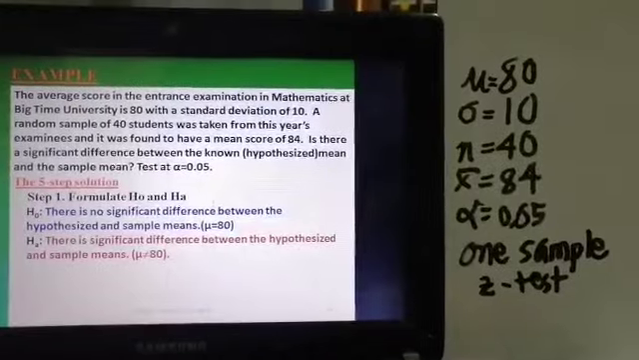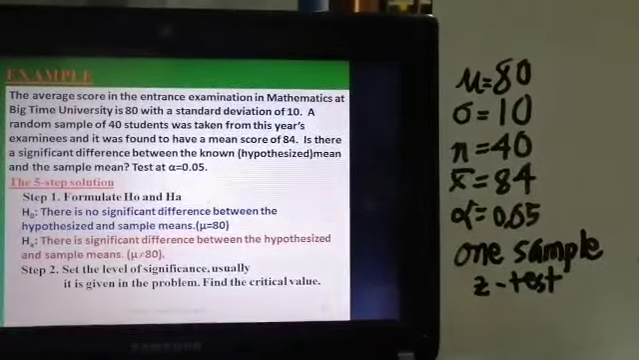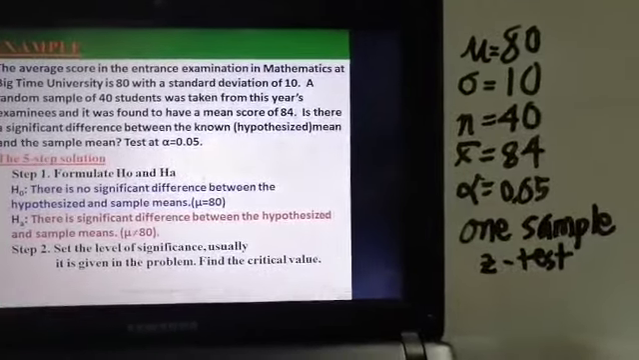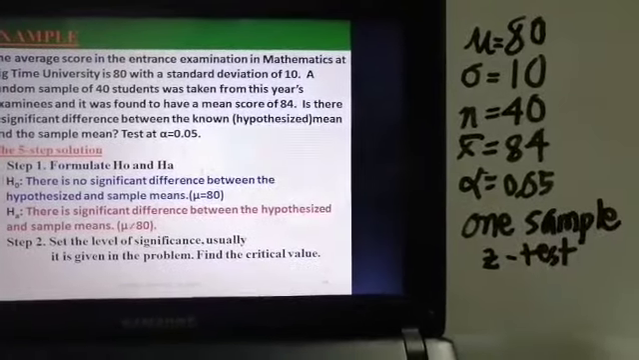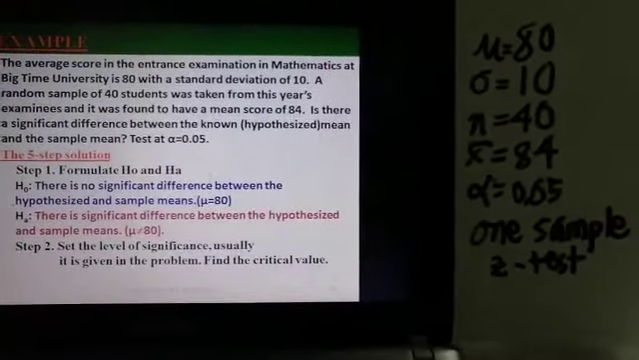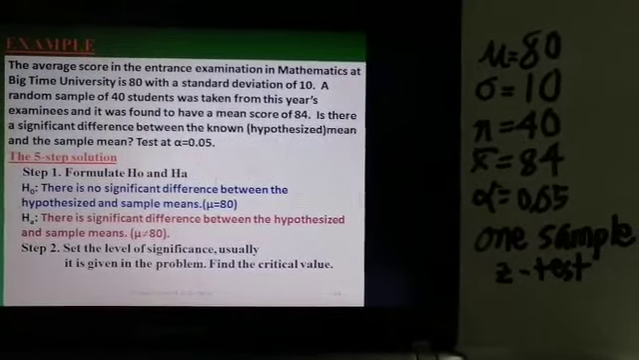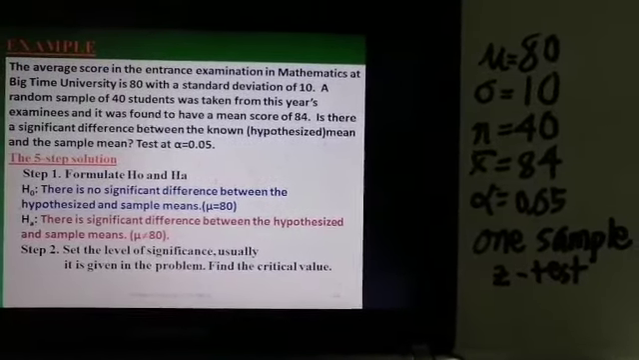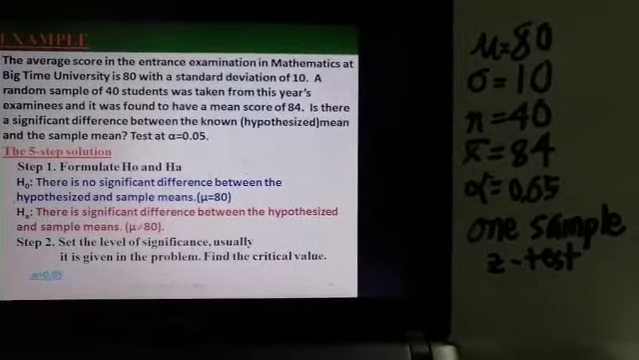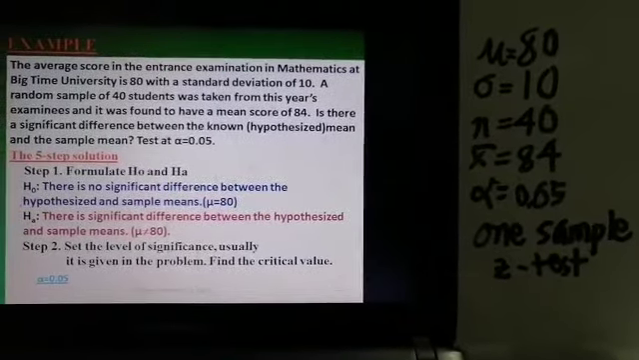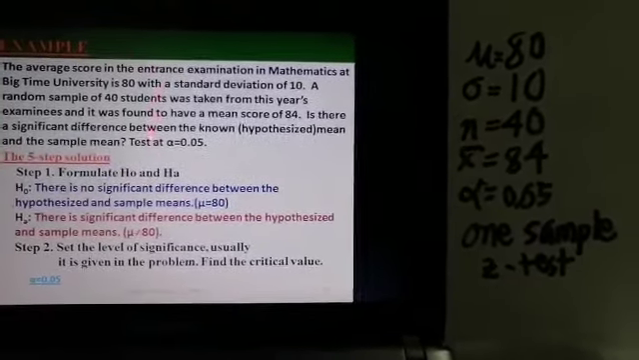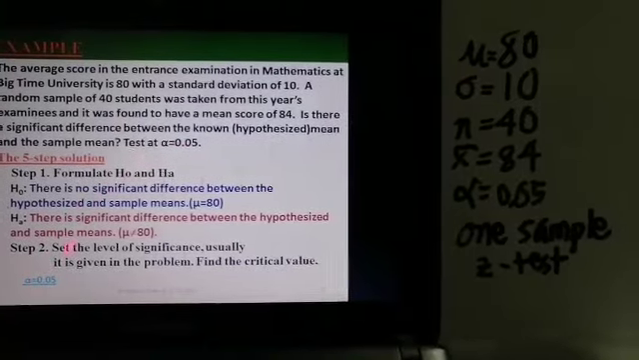For the second step, you have to set the level of significance. Usually, it is given in the problem. So what alpha do we have in the problem? It's already given, so alpha is 0.05, as you may see. So we just copy that.